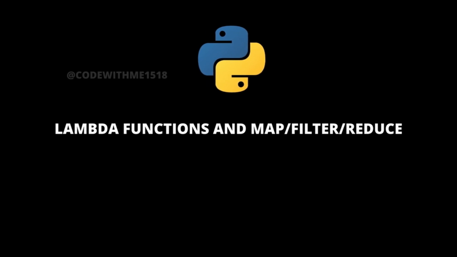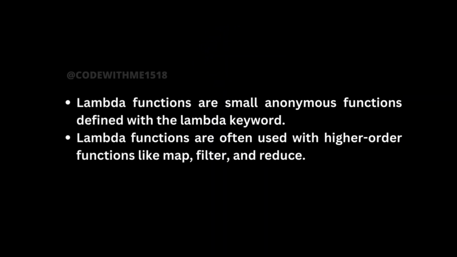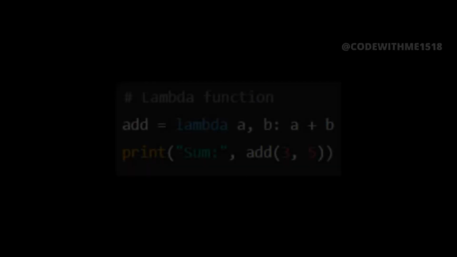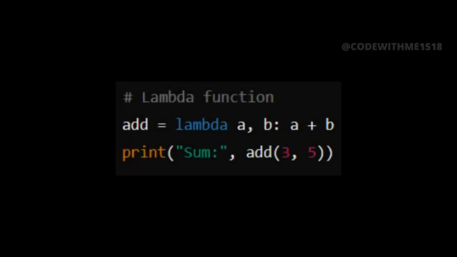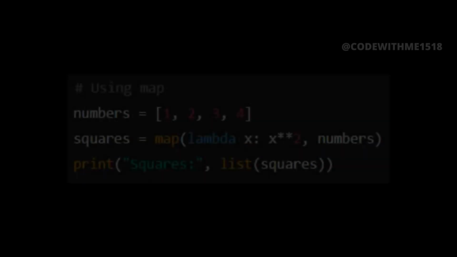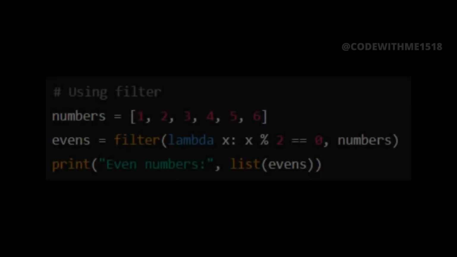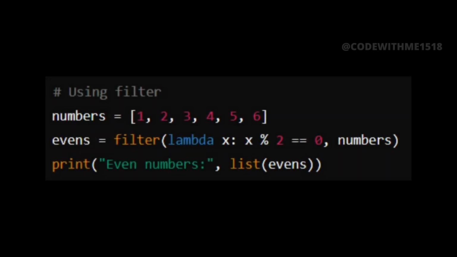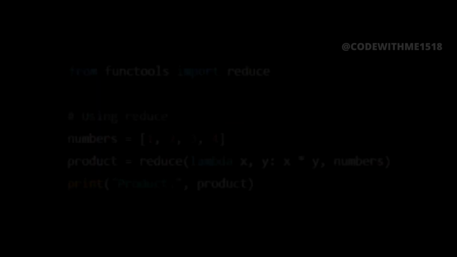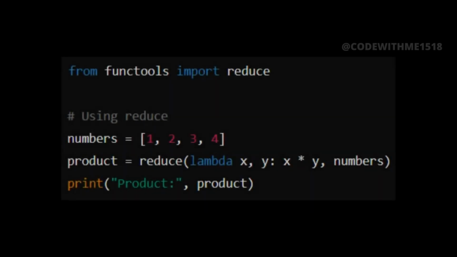Finally, let's explore lambda functions and the map, filter, and reduce functions. Lambda functions are small anonymous functions defined with the lambda keyword. Here's an example of a lambda function. Lambda functions are often used with higher order functions like map, filter, and reduce. Here's how you can use map to apply a function to a list. Use reduce to apply a function cumulatively to the items of a sequence. These functions can make your code more concise and readable when dealing with collections of data.